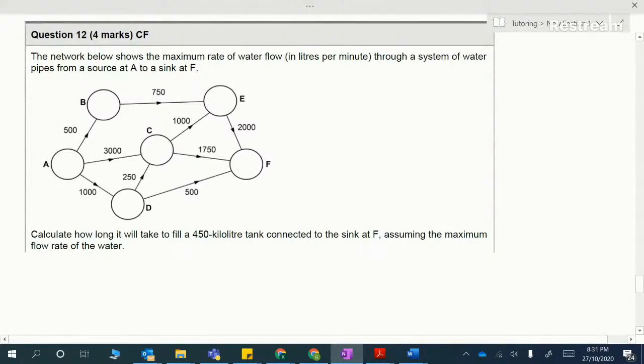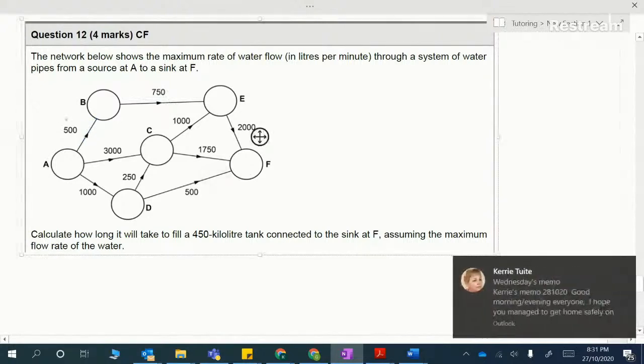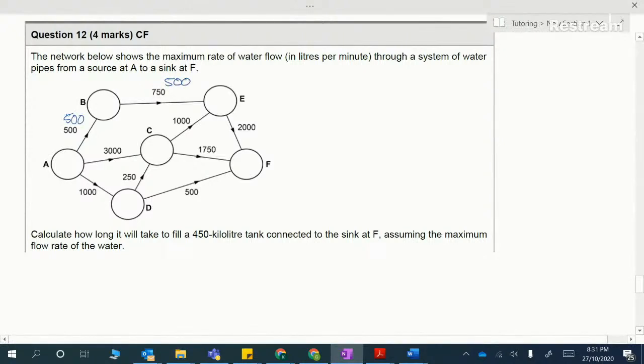Okay, so I'm looking at my allocations. I've got 500 that can go through here, but even though I have the capacity here for 750, I can only send 500 because that's all I've got coming in. I'm not going to be able to take the whole capacity there. Coming down the bottom here, I can put 1,000 out, but you can see it splits into 500 and 250. So that means I can only send 750 that way. And then that'll be 500 and that'll be 250.